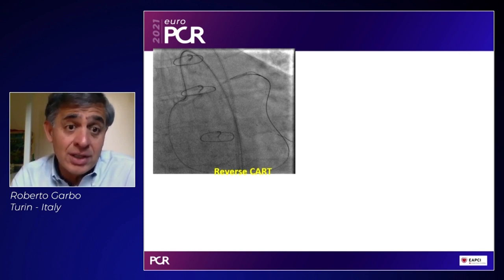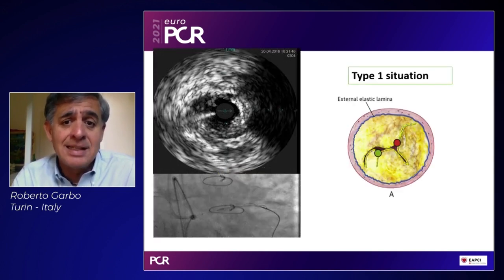I did a lot of work to advance my gear, my balloon in the proximal LAD, and I make the connection that is a type 1 connection by IVUS. Both wires are in the same space.